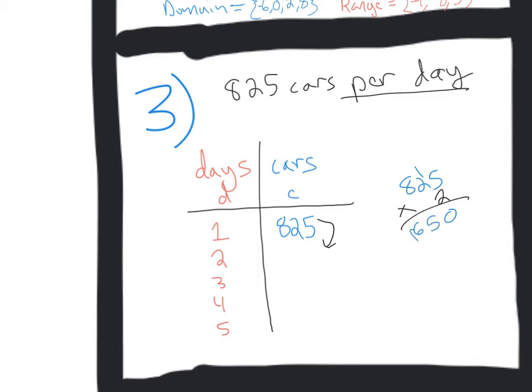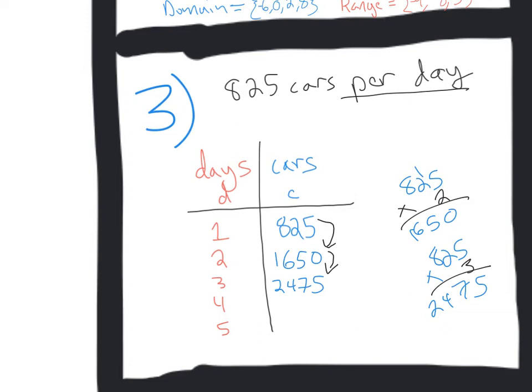And you should get 1650. So after 2 days, I've got 1650 cars. What happens on the third day? Yeah, you guessed it. You're just going to do 825 times 3. Or you could also do 825 plus 1650. I'm just going to do multiplication since it's faster. And you get 2475.